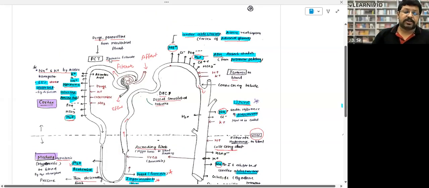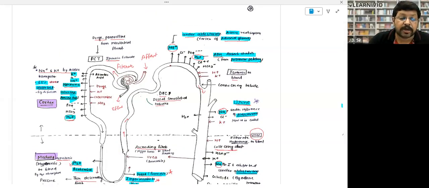In DCT, when the filtrate reaches the DCT, sodium is absorbed. This is a very important question. Sodium is reabsorbed actively under the influence of aldosterone, right? Active absorption of sodium takes place under the influence of the aldosterone hormone, and aldosterone hormone is secreted from the cortex of the adrenal gland. That I have underlined. I have mentioned everything over here. You need to remember this, it is a question, guys.